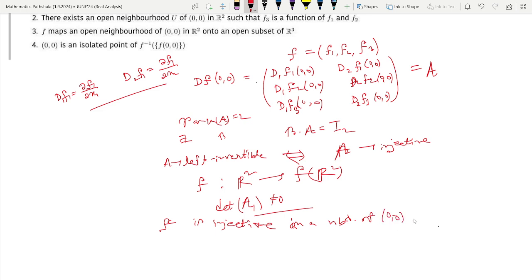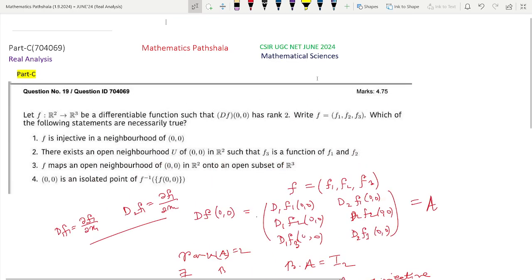When the derivative map has determinant not equal to 0, then the given map is injective in a neighborhood of that point. This follows from the inverse function theorem. So here option 1 is the correct option.